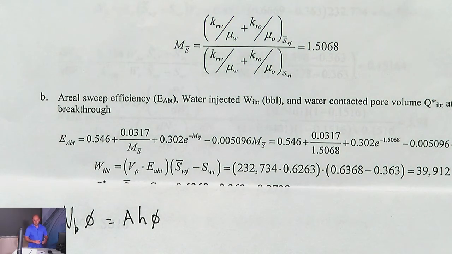Now the pore volume was 232,000, so that's significantly less than that. And that makes sense, because water is going to find its way to the producer before it pushes and sweeps through the whole reservoir.